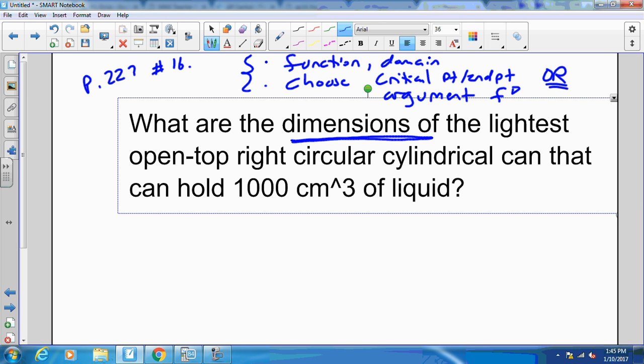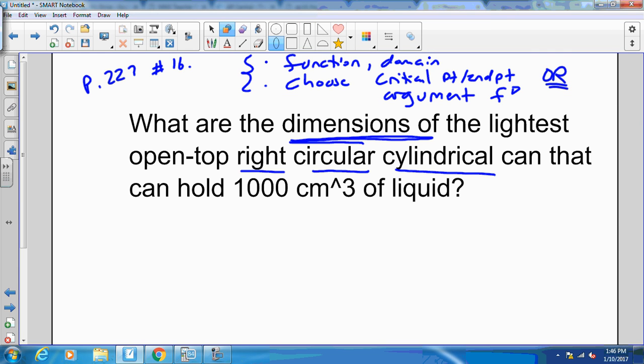Now, first of all, when we see the word dimensions here, dimensions are asking about the important measurements. So in this particular case, we're talking about a can, and they describe the can as right circular cylindrical. So let's see what that means here. Circular, pretty obvious. Cylindrical means that it is constant all the way down. And right means that it is straight up and down and not tilted. So that we have a can that looks like this.